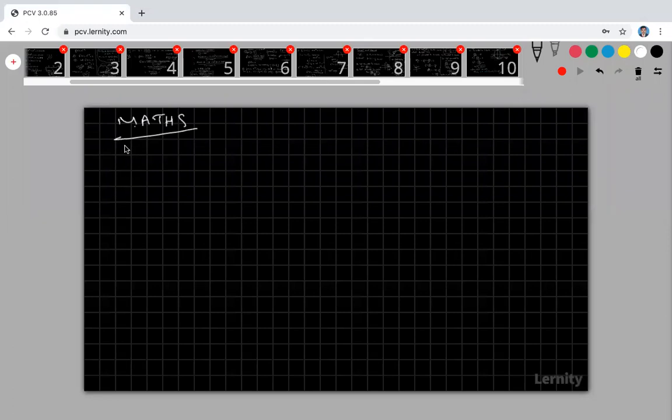Right, look at that. In previous classes, we have revised chapter 3, trigonometric functions, and chapter 1, sets. Today we revise chapter 2, relations and functions.